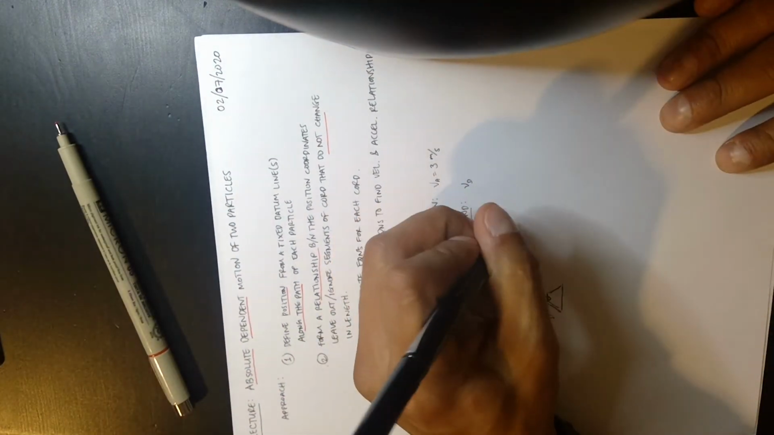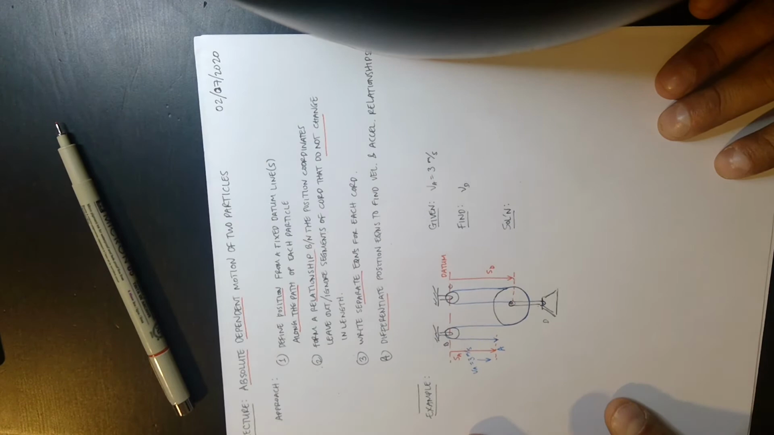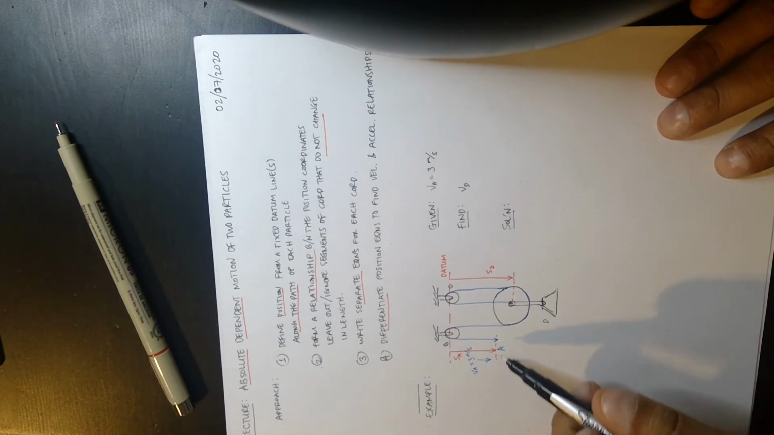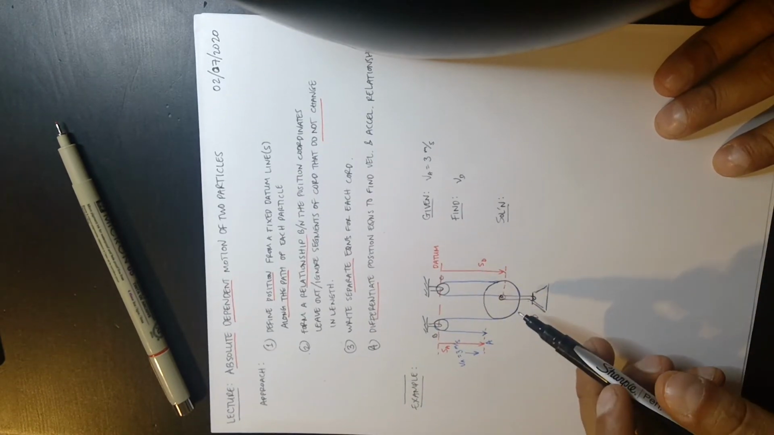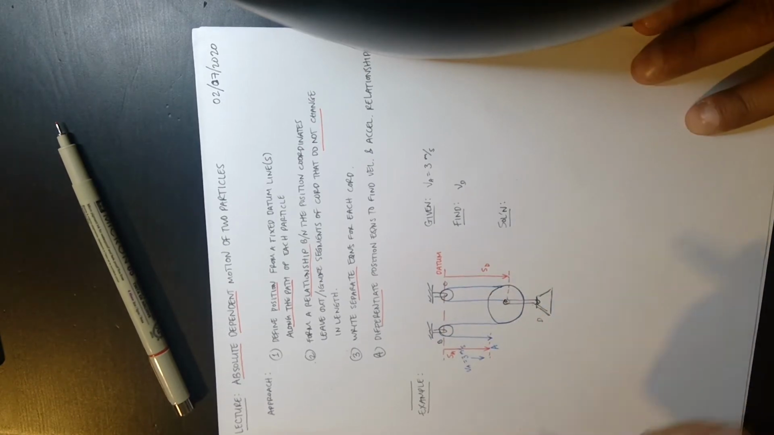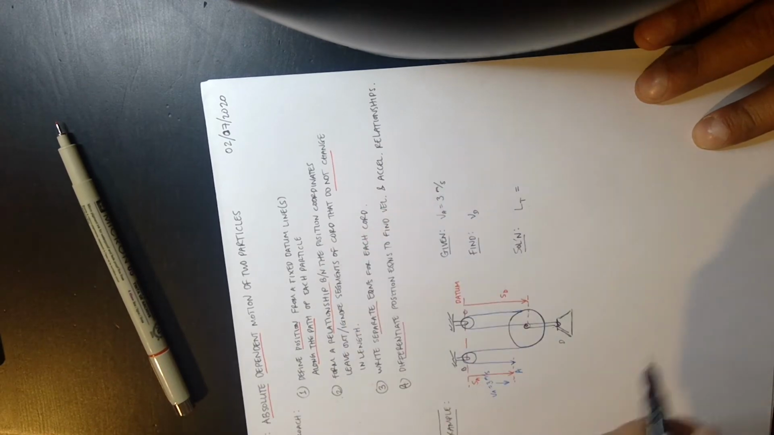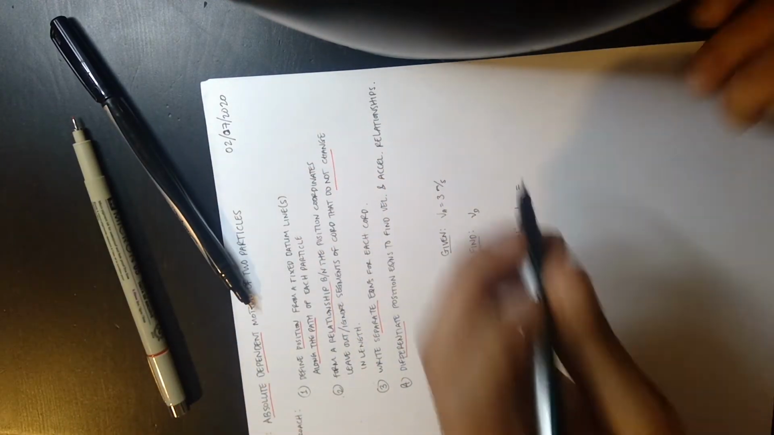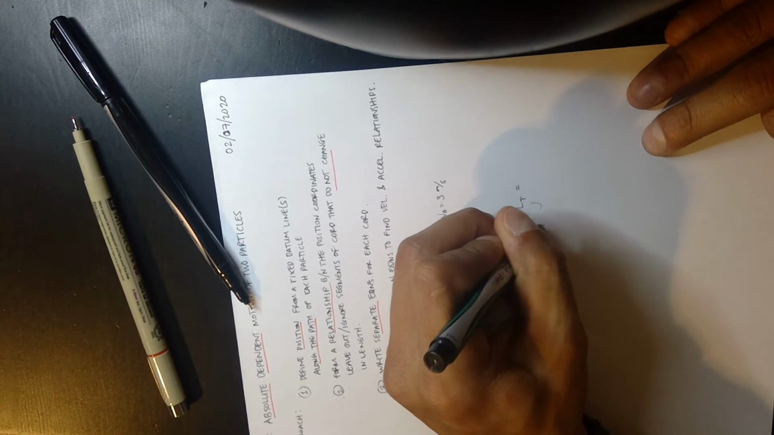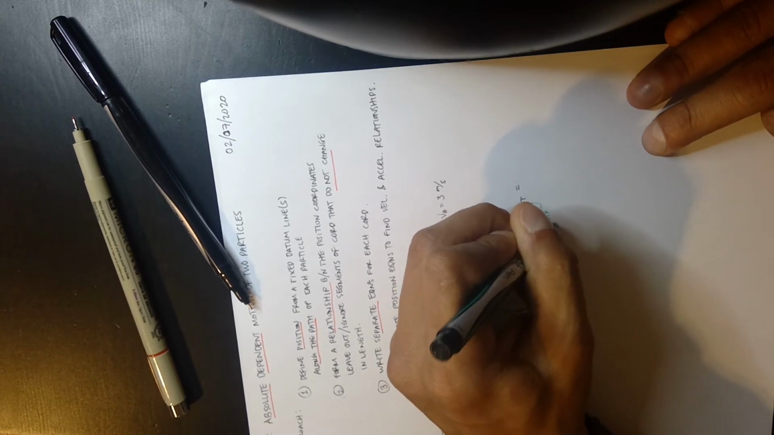Now, when we start the solution, I can recognize that because we have one continuous chord, the entire length of that chord is some distance LT. So this is the total length of chord.